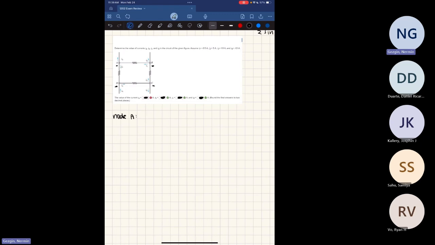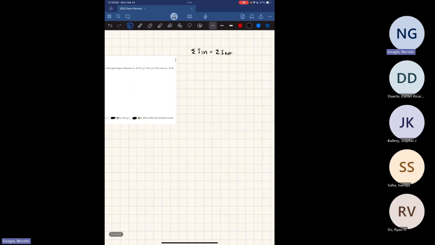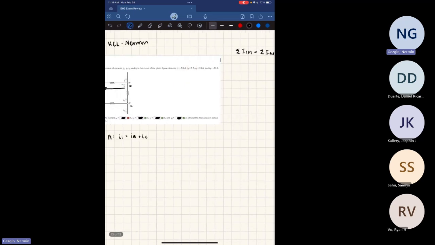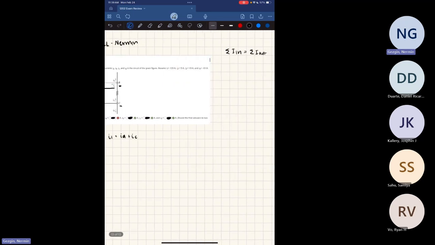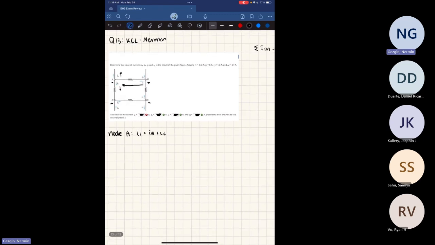Node A is the one right here. We have I1 coming into the node, and then we have IA and IC coming out. So we get I1 equals IA plus IC. Looking at this formula, the current going in, which is I1, is equal to the sum of the currents coming out, which is why we set it up like this. This is for node A.